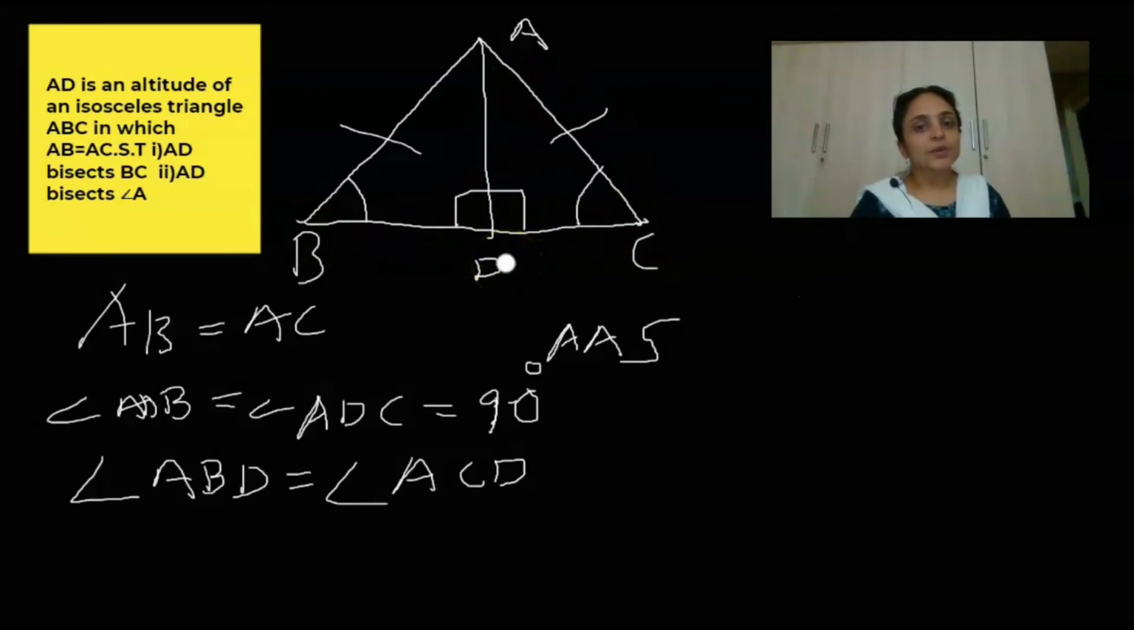And from the CPCT rule, that is, corresponding parts of congruent triangles, we know that BD will be equal to CD because they are corresponding sides of congruent triangles. And now we have to prove that AD bisects angle A. We have already got that these triangles are congruent. So angle BAD and angle CAD are the corresponding angles of congruent triangles, which means angle BAD is equal to angle CAD. And from that we can say that AD bisects angle A, because this angle is equal to this angle, which means AD is bisecting angle A.